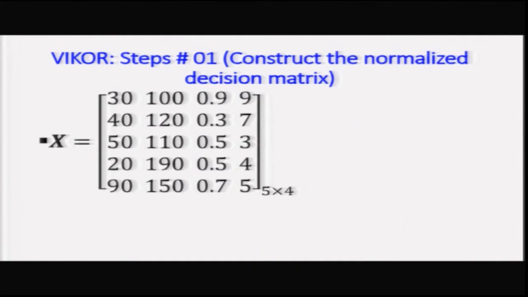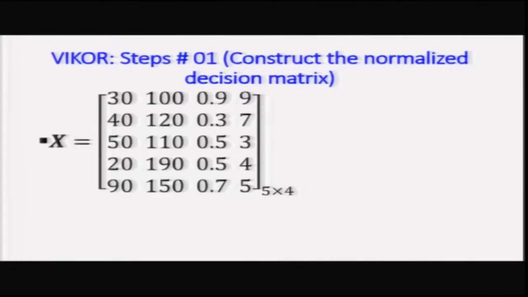Now, this is the value we are taking. Notice this is a hypothetical example, and I purposely kept the values for the first, second, third and fourth criteria in such a range that the first has 2 digits before the decimal, the second has 3 digits before the decimal, the third has 0 digits before the decimal, and the fourth has 1 digit before the decimal. These values are arbitrary, like the first row 30, 100, 0.9 and 9, or the last row 90, 150, 0.7, 5. The values of the columns are taken such that there is some semblance between the values corresponding to each column.